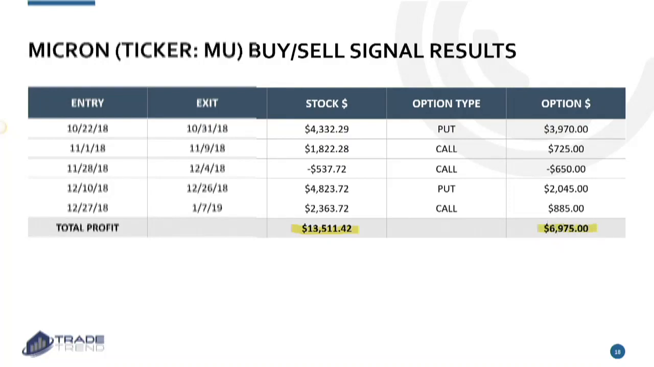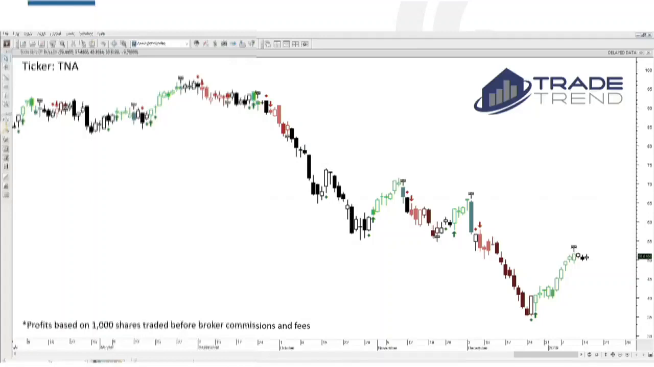If you're an options trader, you could have bought calls and puts with much less capital outlay, nearly a $7,000 profit on those trades. So it is very consistent. Yes, there are losers, but as you can see here, the losers tend to be fairly well contained, and it does a really nice job at catching the larger trends. So this is just one example of a stock that I like to trade a lot.